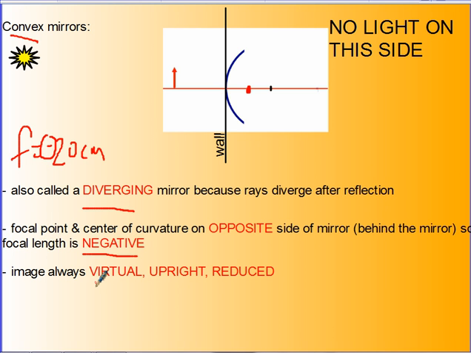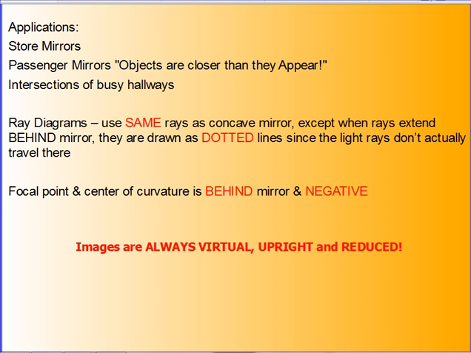Now, images are always virtual, upright, and reduced. Why do we use these? Store mirrors. You know how they can kind of see around the corners? If you look at your passenger mirror, it says objects are closer than they appear. This is a convex mirror. Sometimes in big schools, they'll have these sorts of mirrors at the intersections of busy hallways.